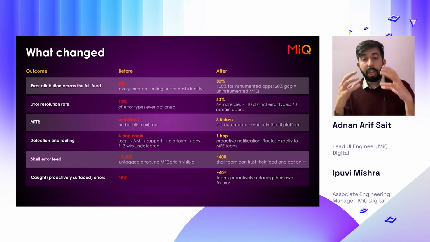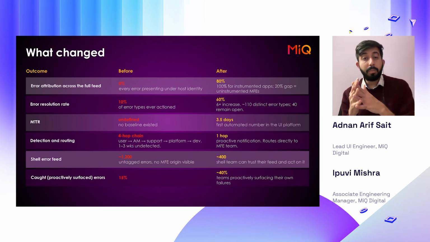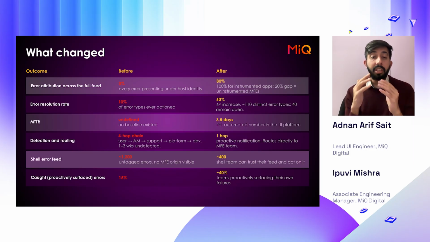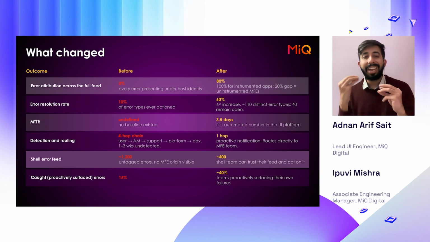Now, this reintroduction of attribution has paid massive dividends for us. We saw that at the current moment, the error attribution is at 80%, a massive win for us. This brought significant downstream impact. The error resolution rate jumped 6x and went to 60%. We also saw that detection and tracing of errors became very easy because the respective team could be alerted whenever their app had any kind of issues.